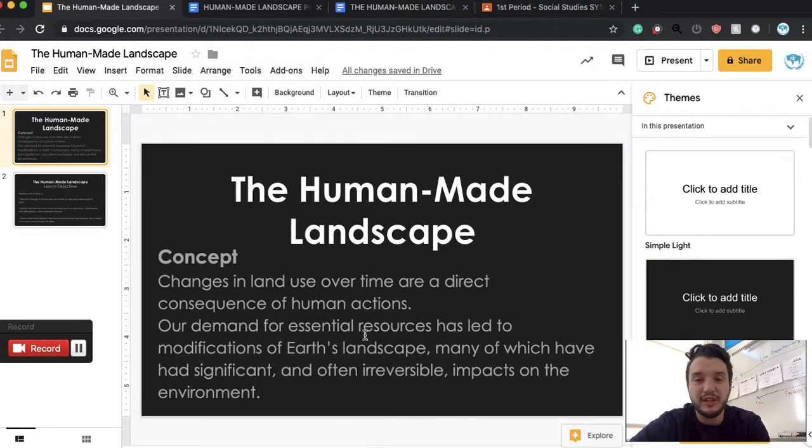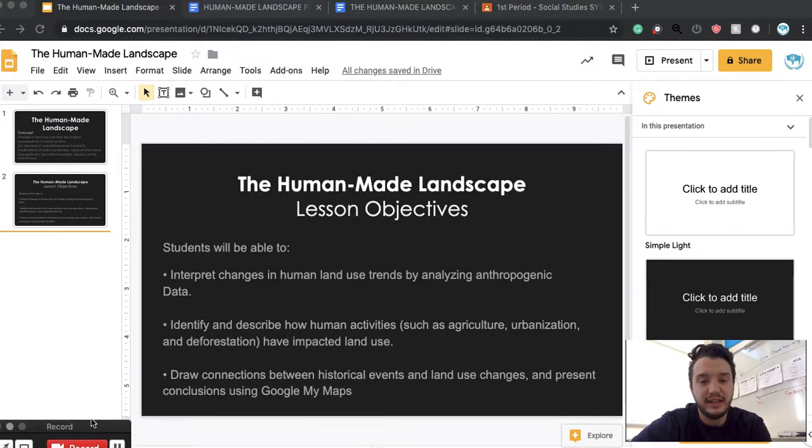Okay, that's what we're going to be looking at over the next couple days, and you guys are going to be building out a project that shows us this. Okay, how have we changed Earth's surface to fit our needs? Okay, here are the objectives.